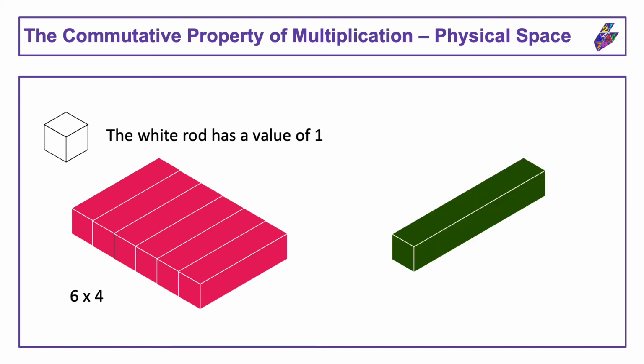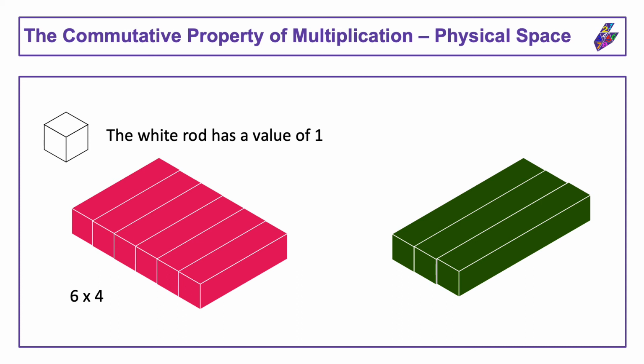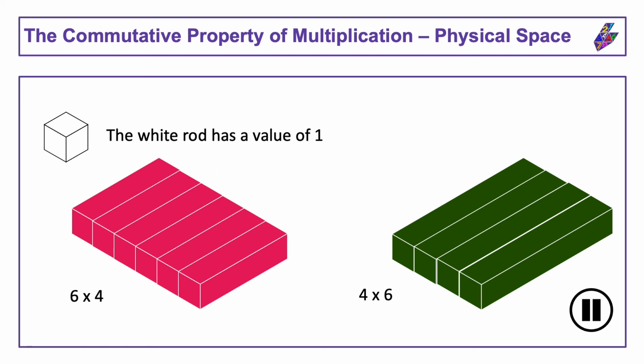Now let's show 4 lots of the dark green rod, i.e. 4 lots of 6. 1 lot of 6, 2 lots of 6, 3 lots of 6, 4 lots of 6. I can write this as an expression like this: 4 times 6. Pause the video for a moment and consider what's the same and what's different.